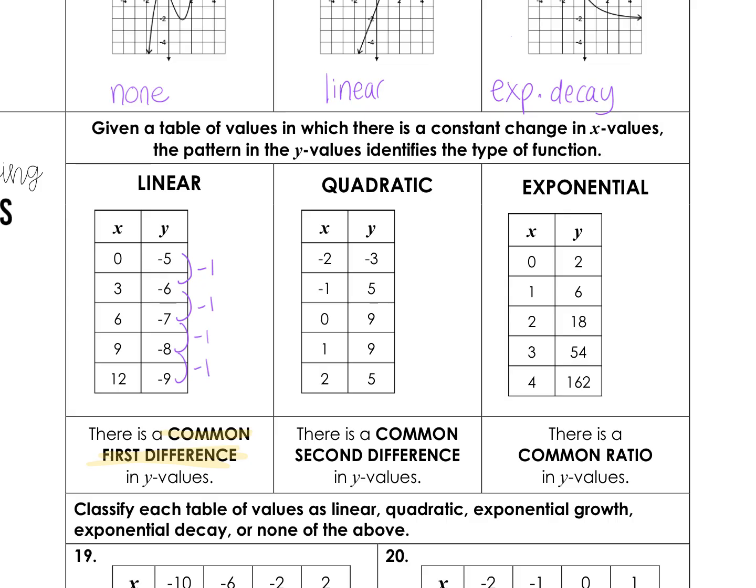So that makes a linear function. Quadratic has a common second difference. So this is a little bit harder to see. What you're going to do is look at the y values and find their differences. From -3 to 5 is up 8.